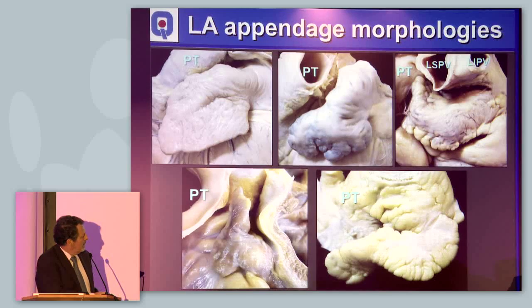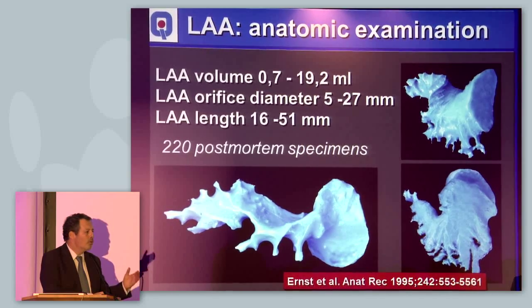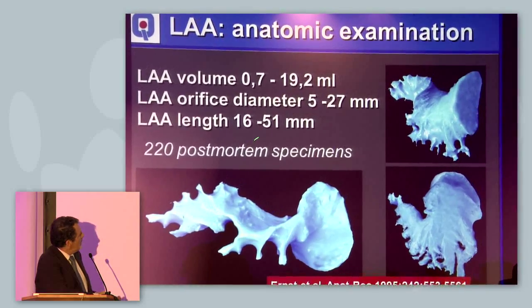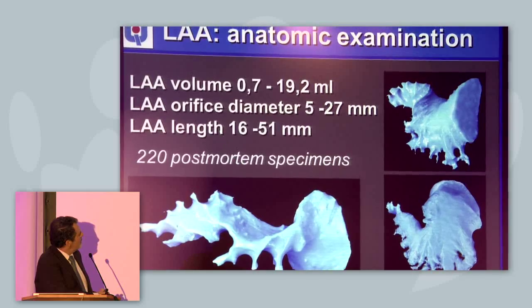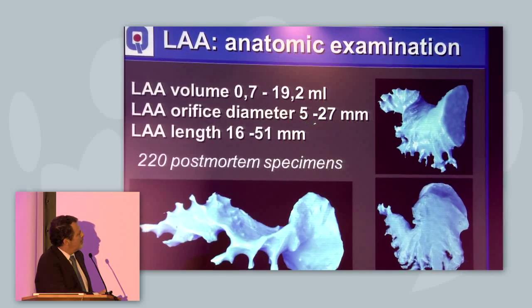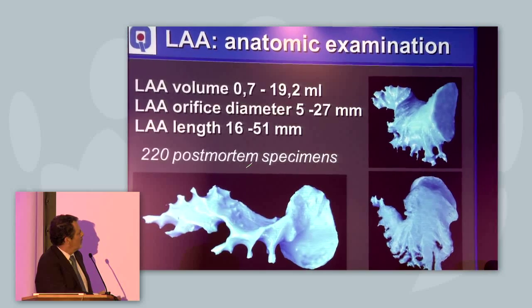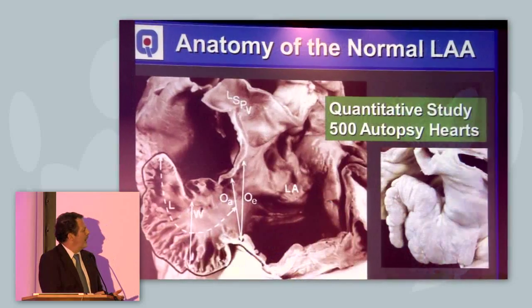Several anatomical studies previously analyzed the left atrial appendage using postmortem heart specimens and described it as a long tubular structure with different lobes. Here you see that in this postmortem study, using 2200 specimens, the volume can be seen here. The diameter of the orifice ranges between 5 and 27, the length of these tubular structures ranges between 16 and 51, showing a markedly variable morphology of the left atrial appendage.